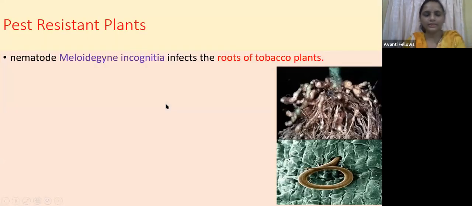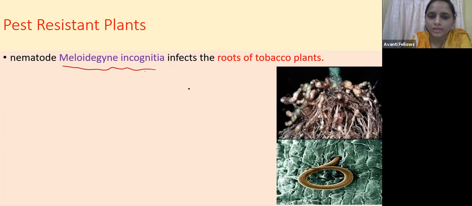Now let us come to the pest resistant plant. Here you are observing the tobacco plant, tobacco roots. Here the nematode is Meloidogyne incognita. This nematode is going to cause these types of symptoms in the tobacco plant. So that is the disease.